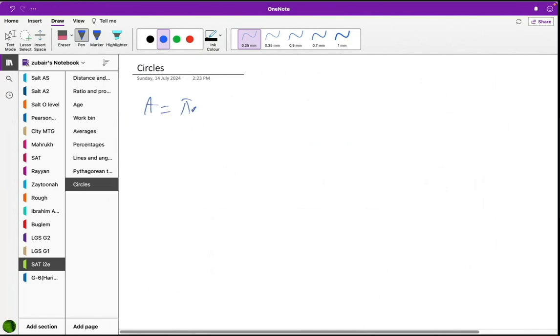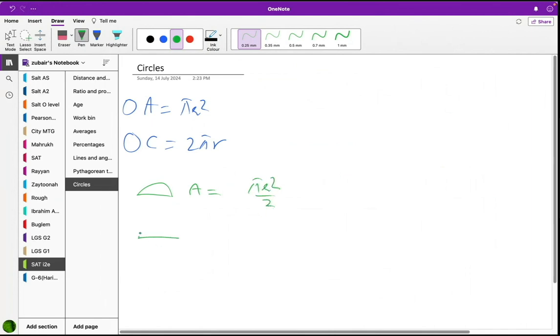Area of a circle, pi r squared. Circumference is 2 pi r. The area of a semicircle is pi r squared over 2. What is the perimeter of the semicircle?